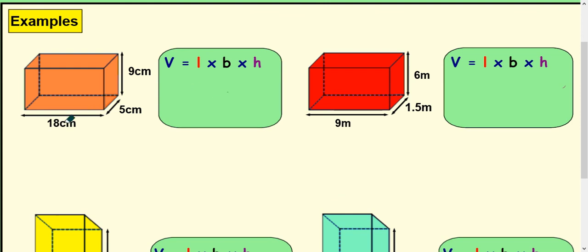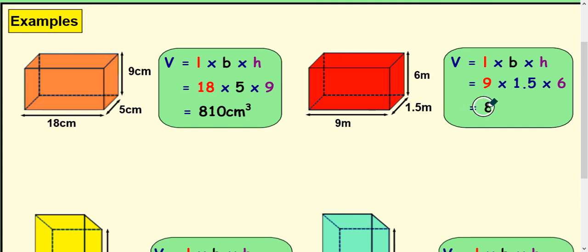And we're going to do 18 times 5 times 9. So we're going to write that in, 18 times 5 times 9. Just type it into your calculator and you should pop out 810 centimeters cubed. Just double check that yourself. Next one, write the formula out, line up your equal signs, put the numbers in. 9 times 1.5 times 6. We notice this time we're in meters here, so we'll give our answer in meters cubed.